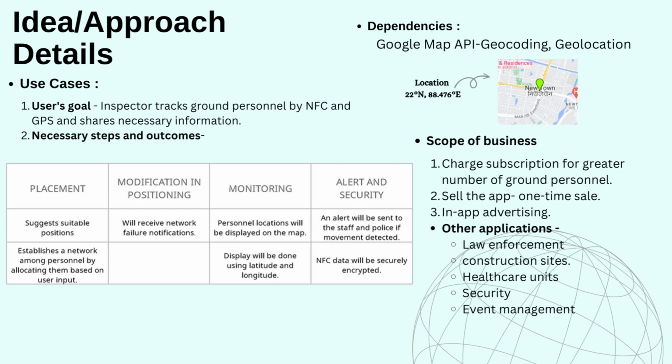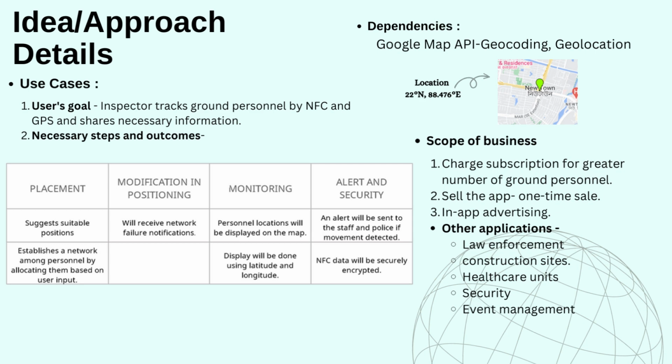Now comes, what are the dependencies of our project? The dependencies of our project are the geocoding and geolocation APIs. To obtain the address, we can use the reverse geocoding API, whereas the geolocation API provides information about the latitude and longitude of the device and also the accuracy of the location data.